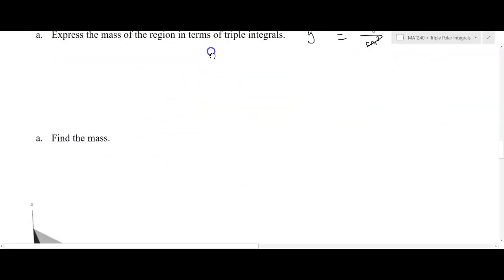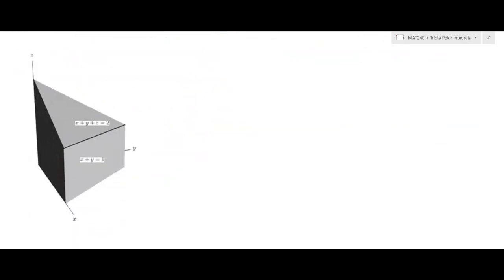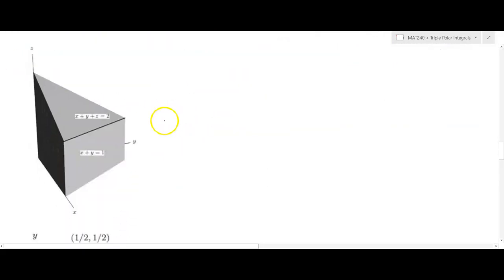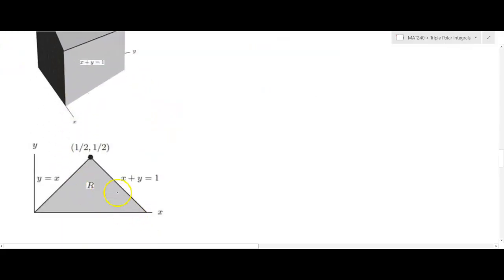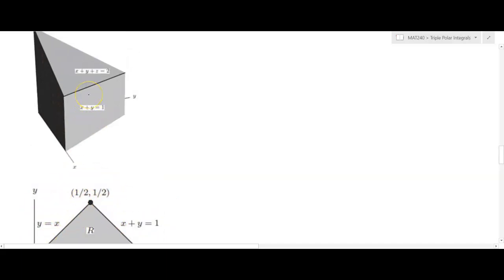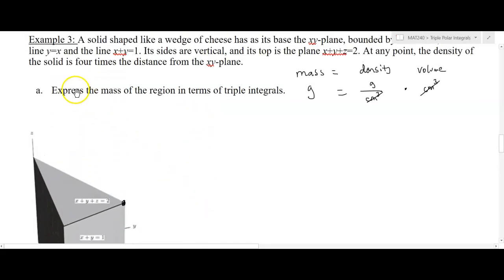Down here I actually have the surface drawn out. So let's go ahead and look at this. Here is what this surface looks like. The problem says that the surface is bounded by the line x plus y equals 1, by the line y equals x, and by the x-axis. This is the top view of it. We can see that this corner point is the point 1/2, where those two lines intersect, and we want the mass of this solid across that region. So we are told that the density is a function of the distance from the xy plane.